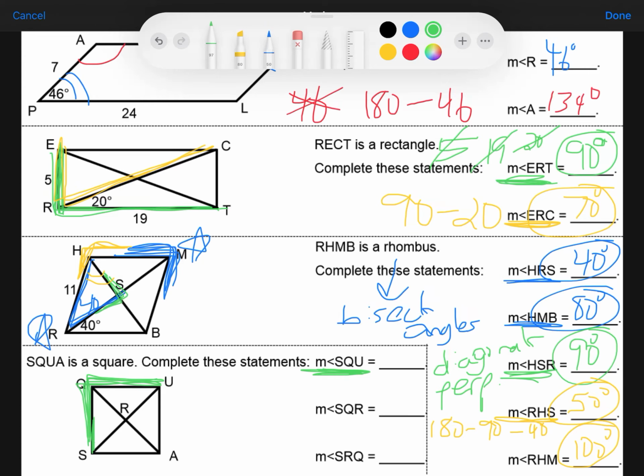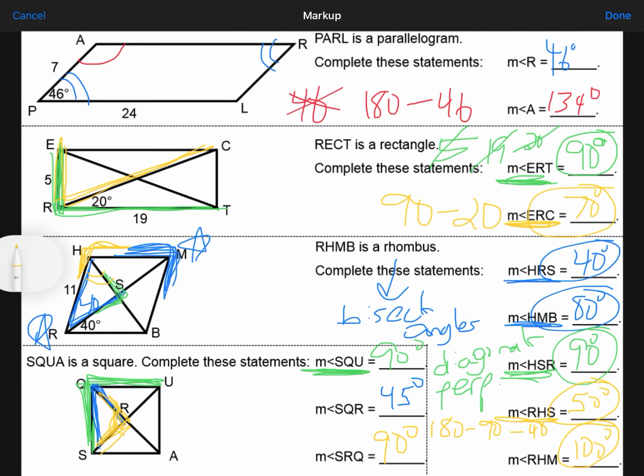This color coding can be useful. SQU there, as you can see, is just a 90-degree angle. SQR is half of that 90-degree angle, which is 45. And lastly, SRQ, first S, then R, then Q. We're talking about this angle in the middle. Just like the previous problem, diagonals perpendicular, angles in the middle are 90.